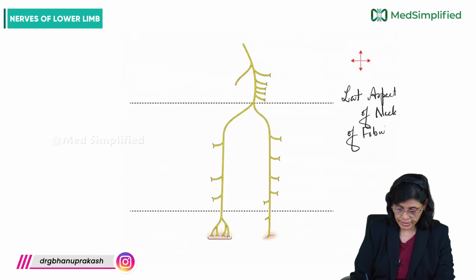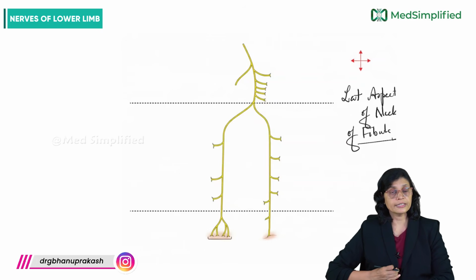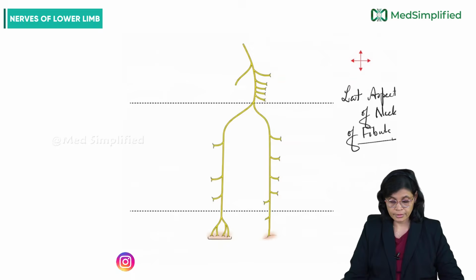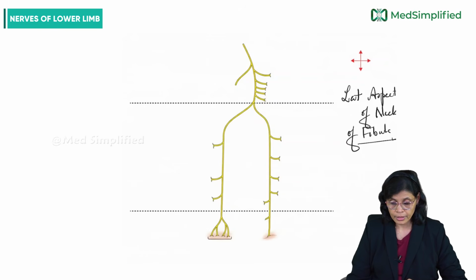So in lepromatous leprosy, this nerve thickens and we can feel this nerve as the common peroneal nerve winds around the neck of the fibula. Clinically this is very important, because in lepromatous leprosy we can feel the thickening of the nerve around the neck of the fibula. Right, and it will reach from there.